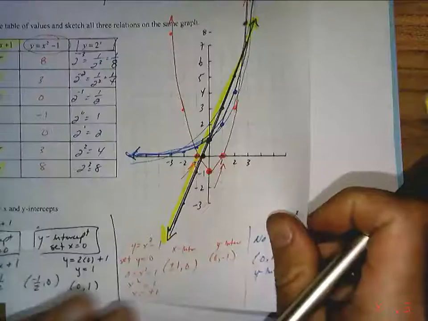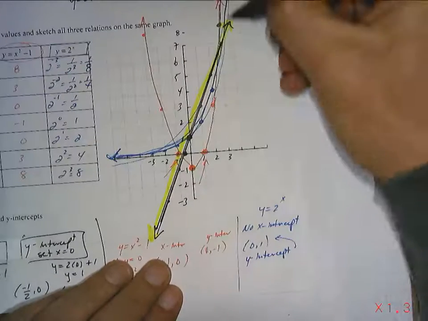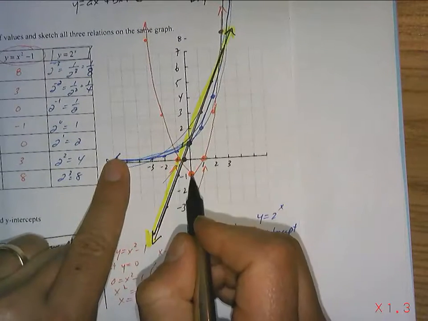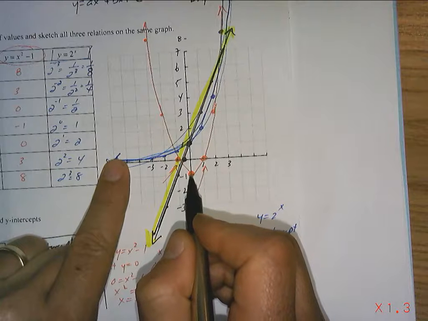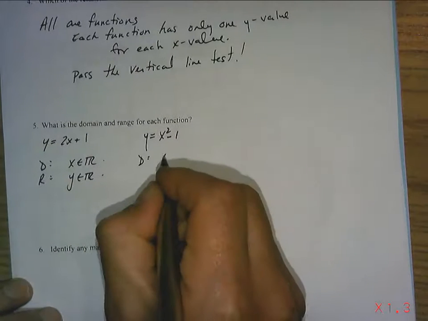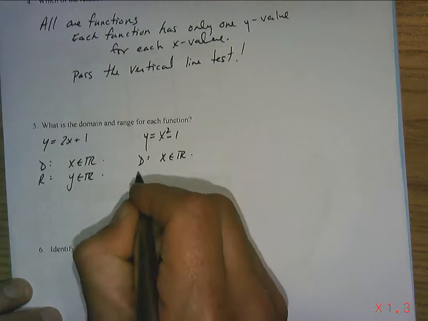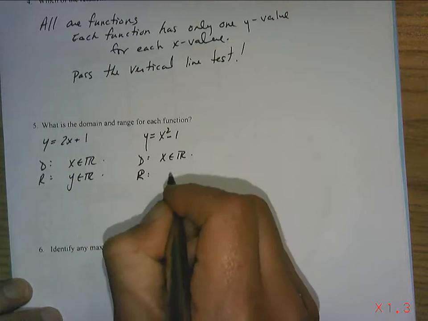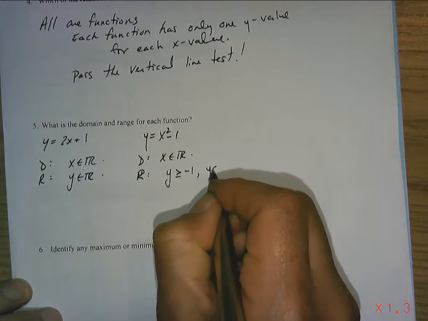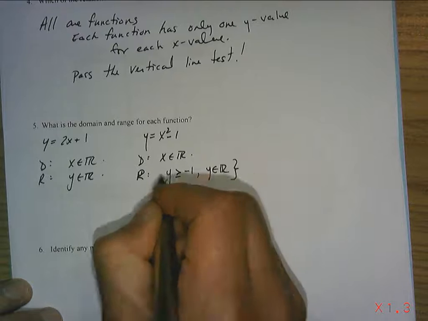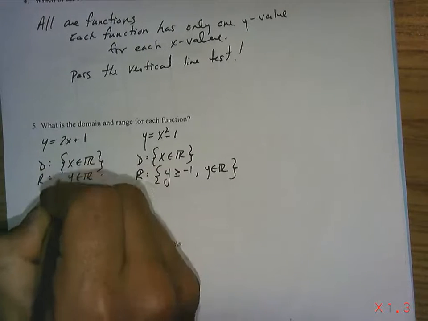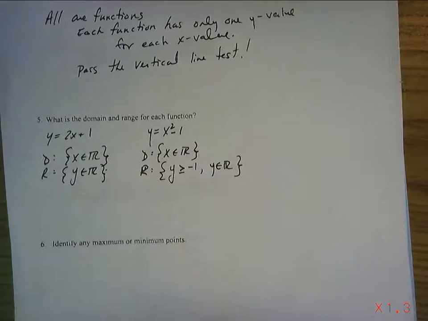Well, taking a look at this, notice that all the x values could have been used, but there is a lowest y value that we could hit, which is -1. So its domain is {x ∈ ℝ}, and its range is {y ≥ -1, y ∈ ℝ}. And remember, we used brace brackets, those curly brackets that meant it was a set.